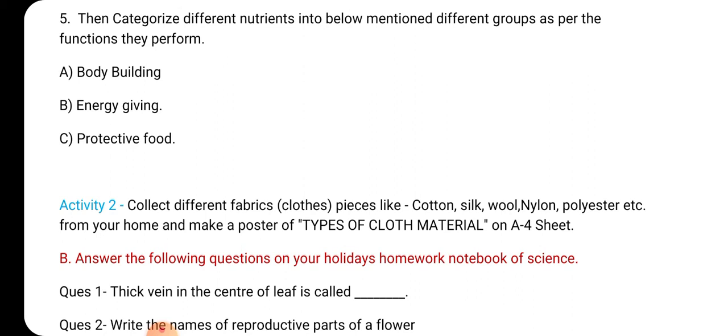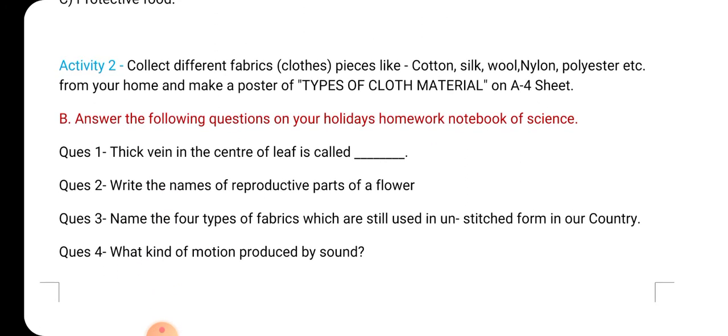So this was your first activity. Now the second activity, this is again very easy. In this activity you have to collect different fabrics. You have to collect different kinds of fabrics and fibres. If fibres are not available at your home, because every kind of fibre is not present at home, then you can take fabrics, meaning small pieces of cloth. You have to collect all the fabrics, like natural and synthetic fabrics.